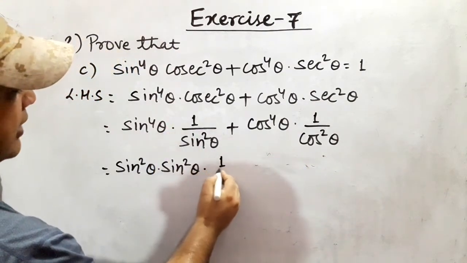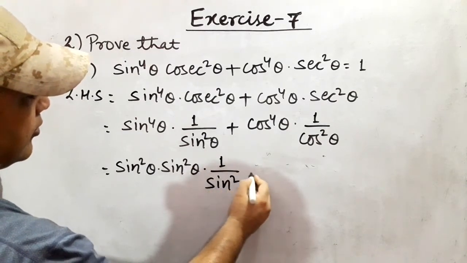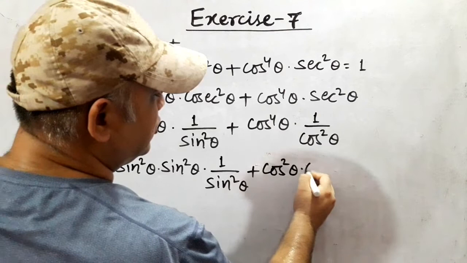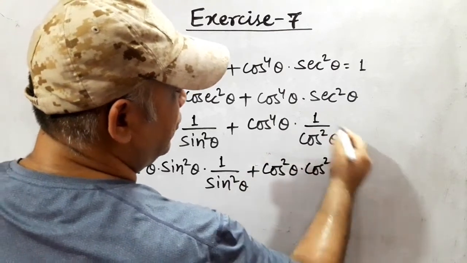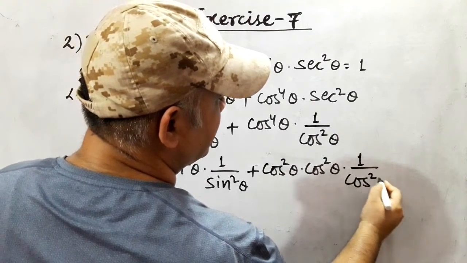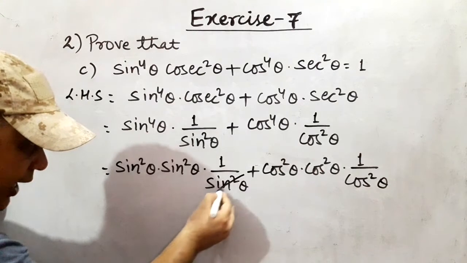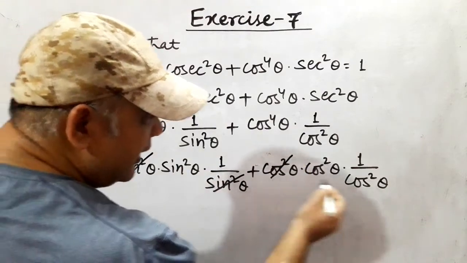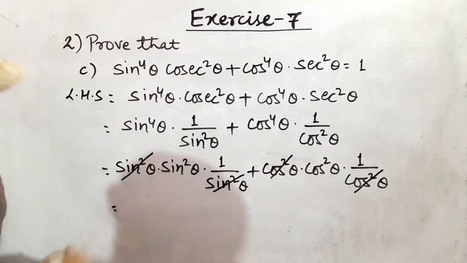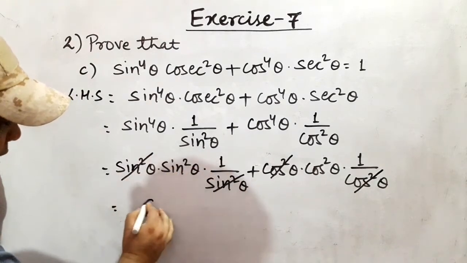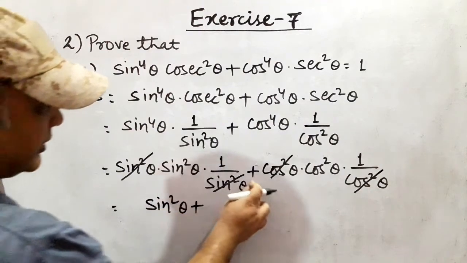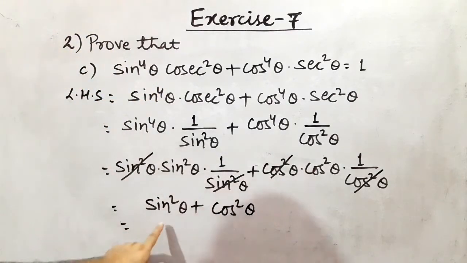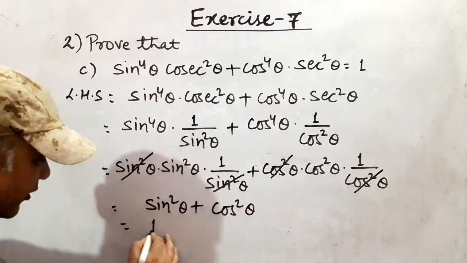Now we have into 1 by sin square theta plus cos power 4 theta, also can be broken as cos square theta into cos square theta into, we have here 1 by cos square theta. We can cancel the sin square theta in the denominator and the sin square theta in the numerator. Similarly, we can cancel this cos square theta in the numerator and this cos square theta in the denominator. So we have the remaining terms, sin square theta into 1, sin square theta plus cos square theta into 1, cos square theta. And from Pythagorean relation, we have sin square theta plus cos square theta equals to 1, which is our right hand side.